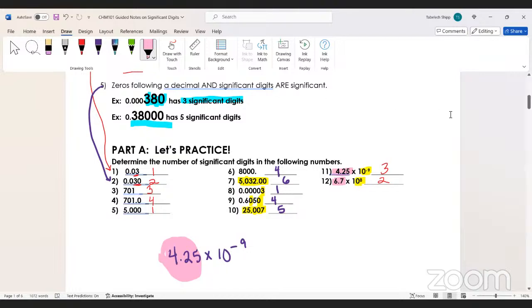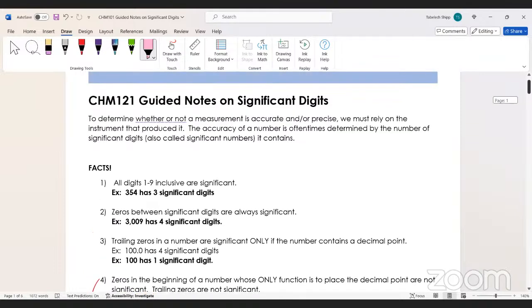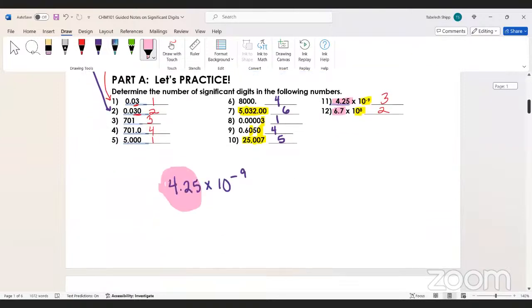So if we go back up here also to our rules, okay? Right here, it tells us all digits 1 through 9 inclusive are significant. So that simply means that if you have numbers 1 through 9 anywhere written down, that's going to count as being significant. So that 4.25 times 10 to the negative ninth power, we were only concerned about the base.